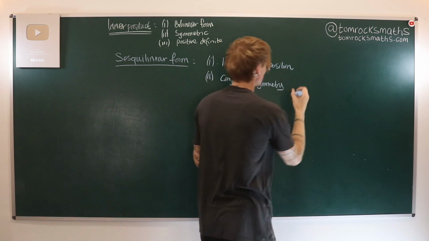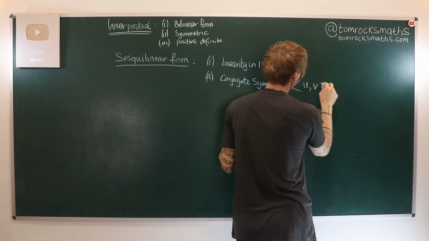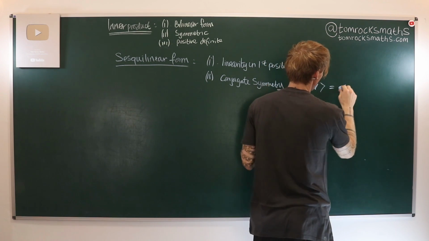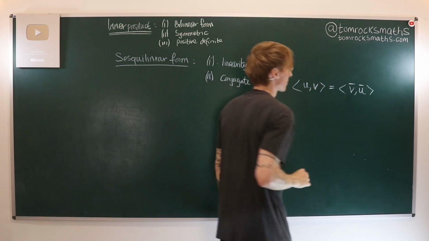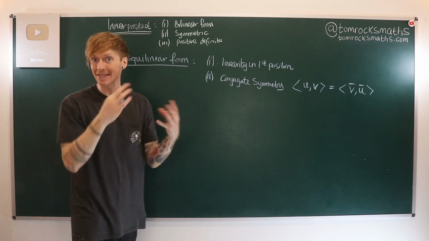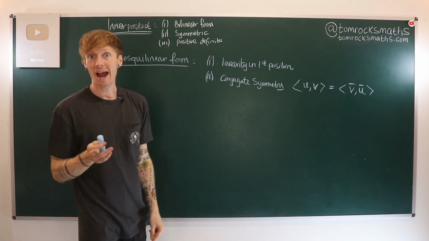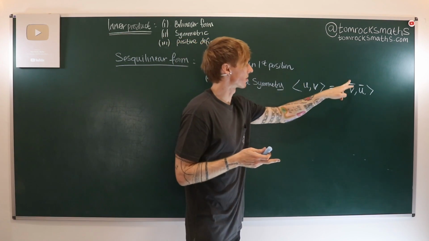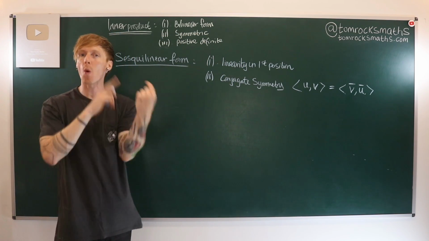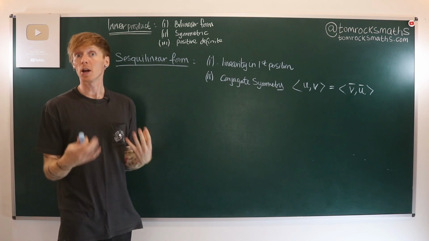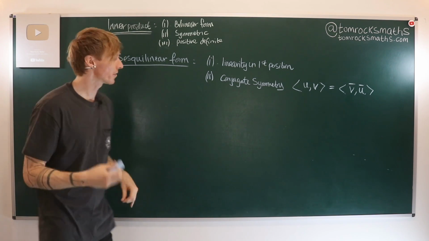So this means that if I have two inner products, U and V, and I change their order, then that is the same as V bar, U bar. So rather than complete symmetry, where they are equal when you swap them, now if we change the order, we have to remember to take the conjugate of each of those elements when they swap position. For the complex inner product space, we again require positive definite.